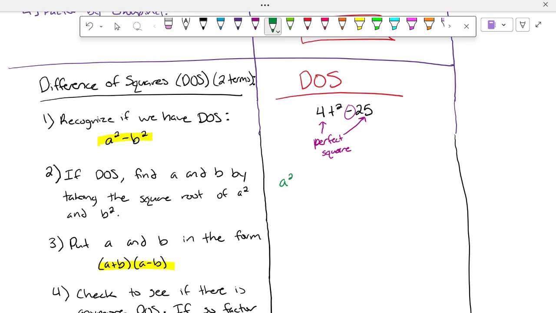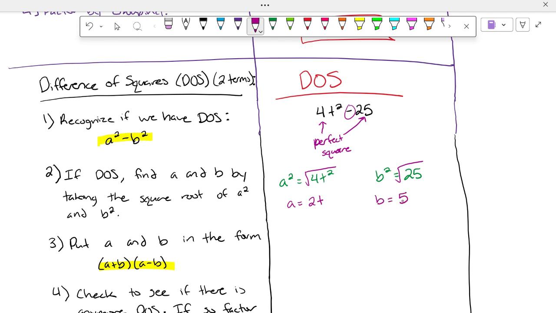Now, a squared is equal to 4t squared. B squared is equal to 25. You don't need to worry about that minus. So it's not negative 25, it's just 25. All right, the minus is just telling us it's actually a difference of squares. I'm going to take the square root of them to get my a and b values. So a is equal to 2t. Square root of 4 is 2. Square root of t squared is t.